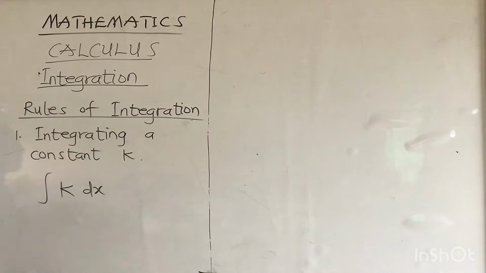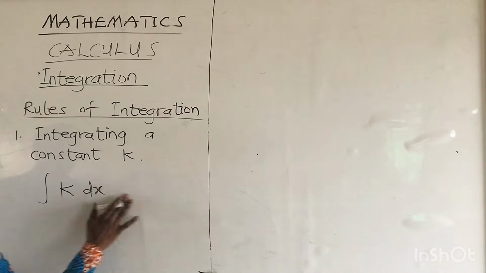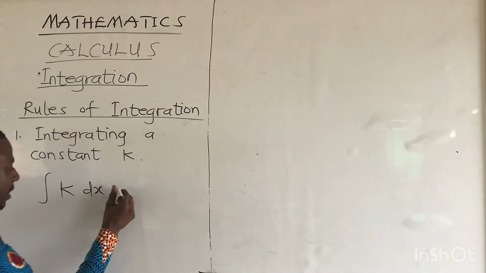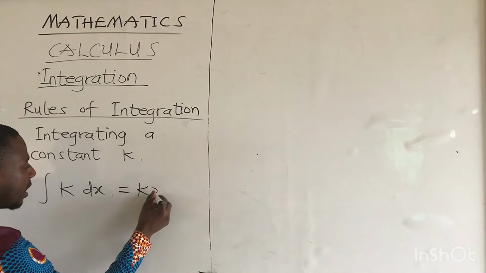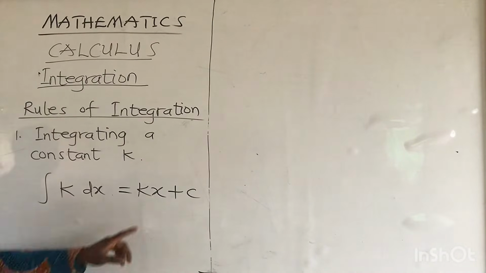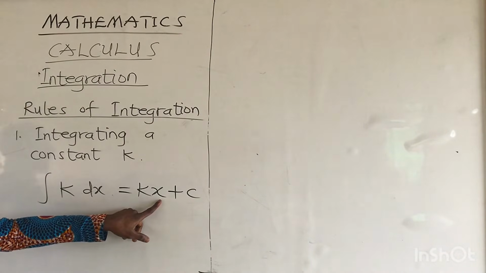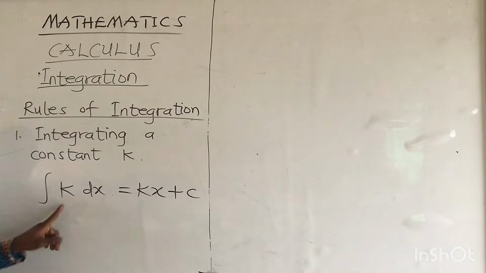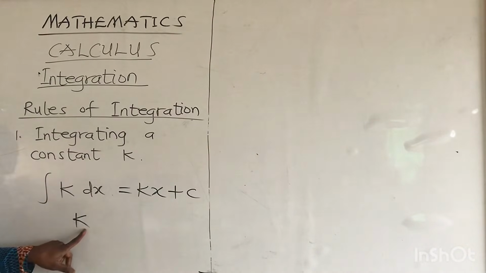So when you are integrating a constant, then this is equal to x, then this is equal to kx plus c. So I am going to explain how we had kx plus c. Now we have k, which is the constant. It means that there is no coefficient of x.